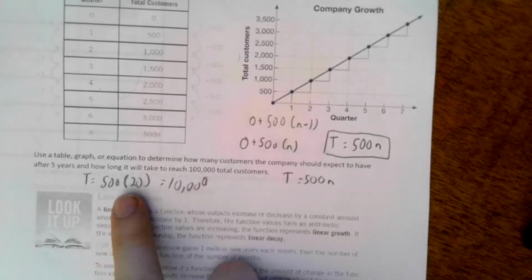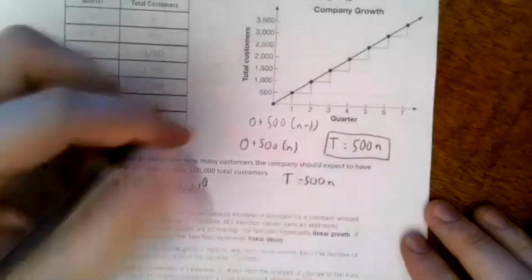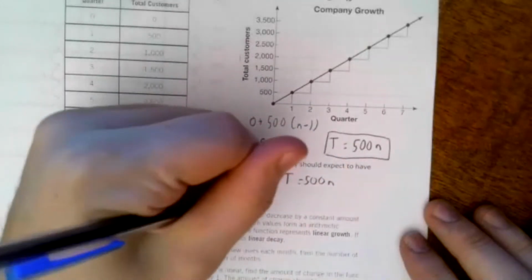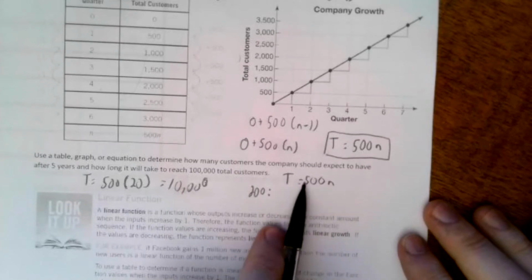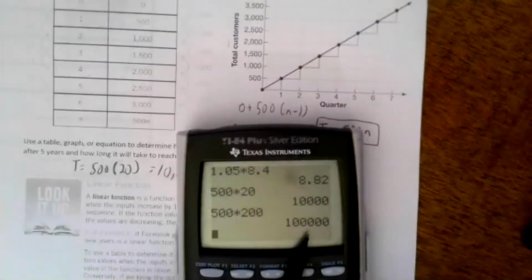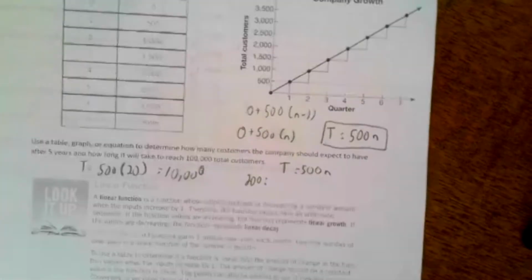So if I multiply 20 quarters by 10, I get 200 quarters, right? So what if I plug 200 in for n? Well, what's 500 multiplied by 200? Well, I'm getting 100,000, right? Right. So we're just multiplying this part right here by 10, on both sides.